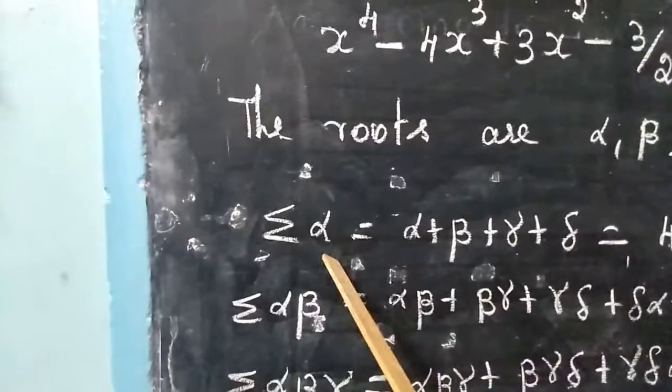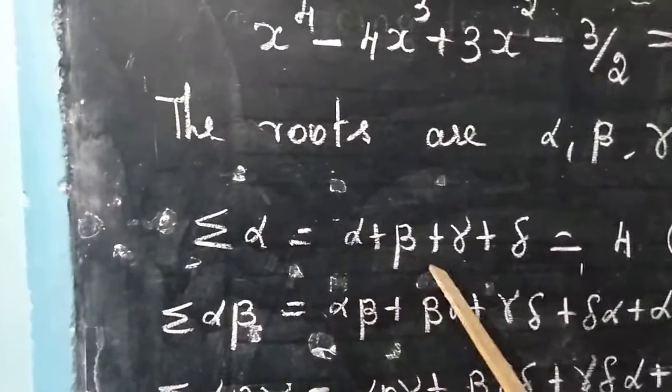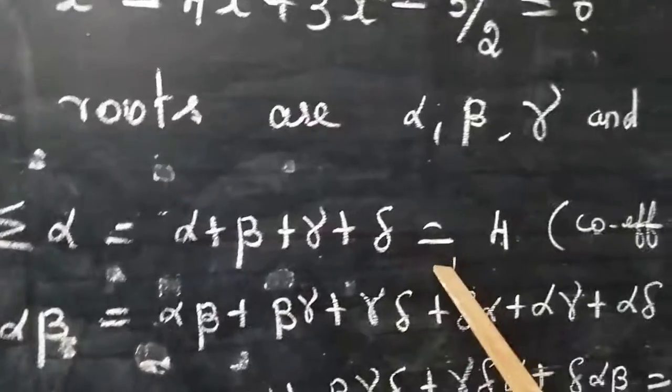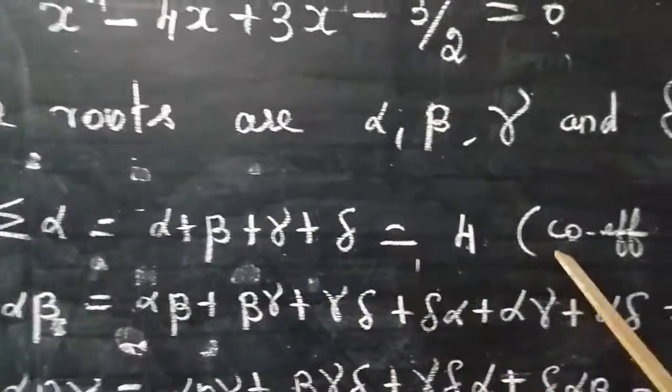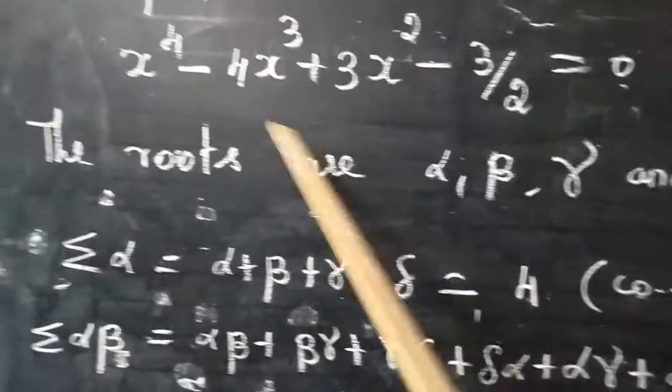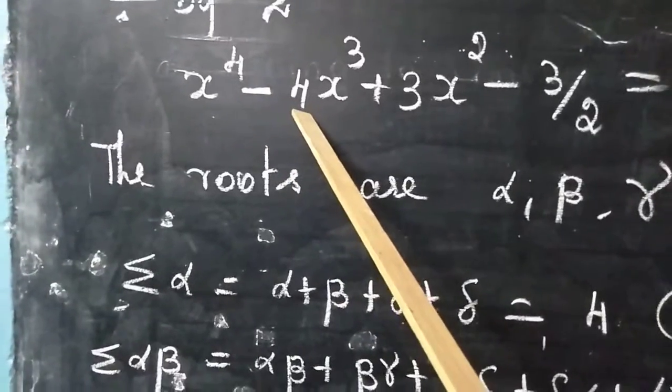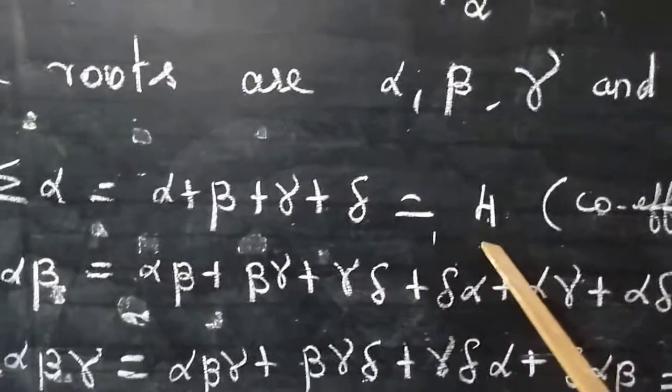Now we are trying to find out sigma alpha, that is nothing but the sum of all the 4 roots, alpha plus beta plus gamma plus delta, which is equal to the coefficient of x cube. Here the coefficient of x cube is minus 4. We have to take the opposite sign, so it's plus 4.